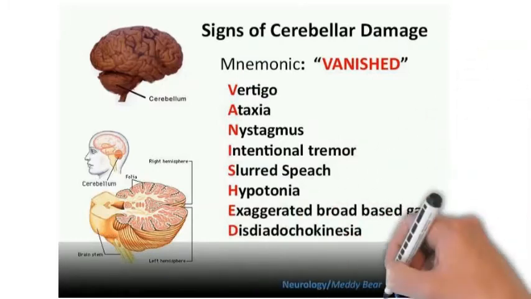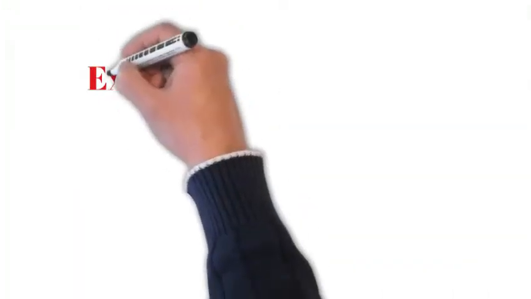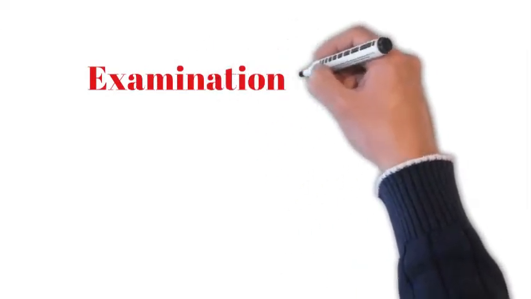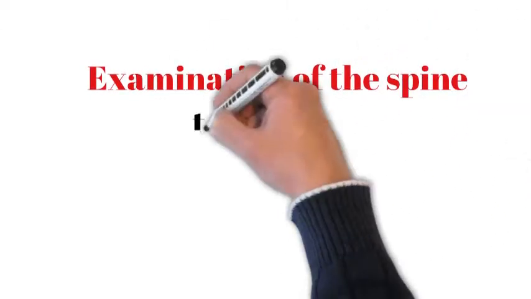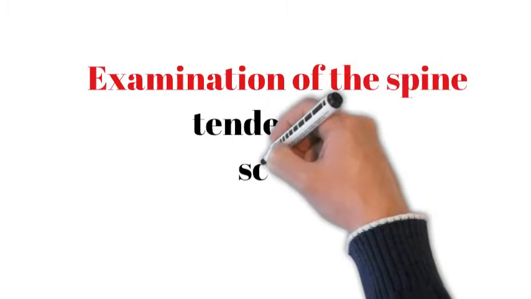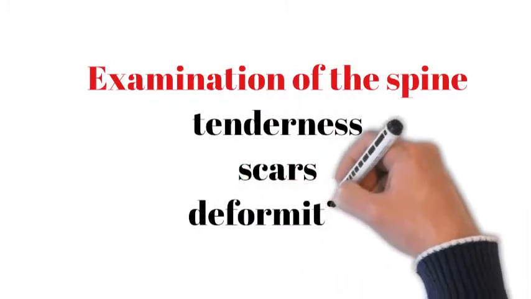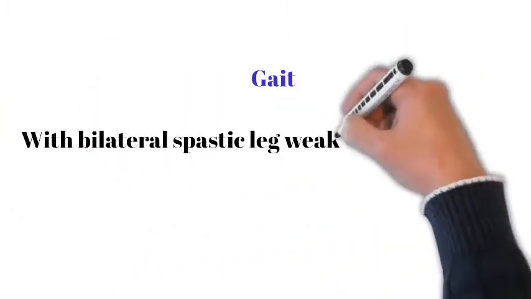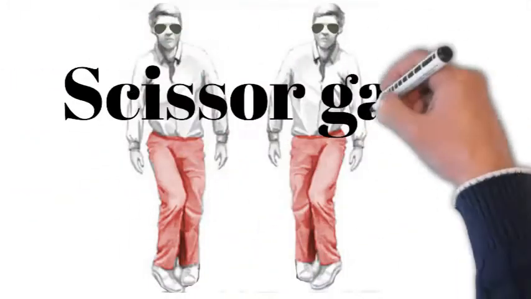It is important that a brief examination of the spine is conducted at the end of the examination. Look for tenderness, scars, and deformities. In patients who are ambulant, examine the gait. With bilateral spastic leg weakness, there will be a scissor gait. There may be a high steppage gait, indicating foot drop.